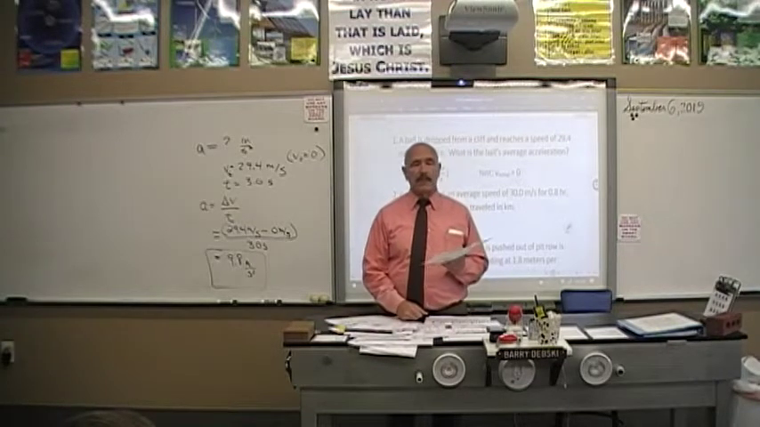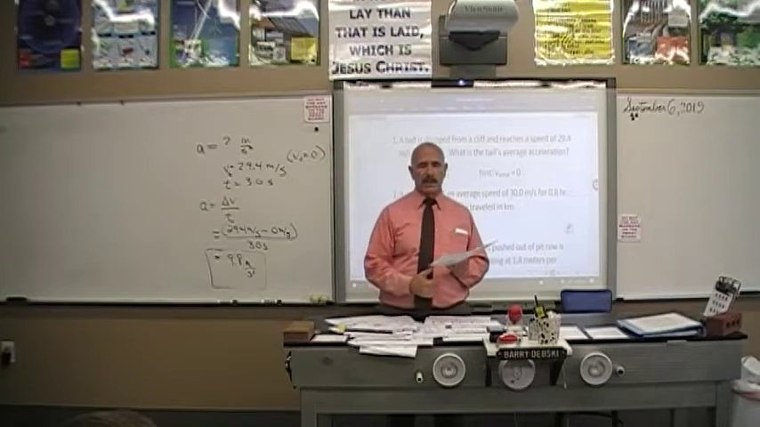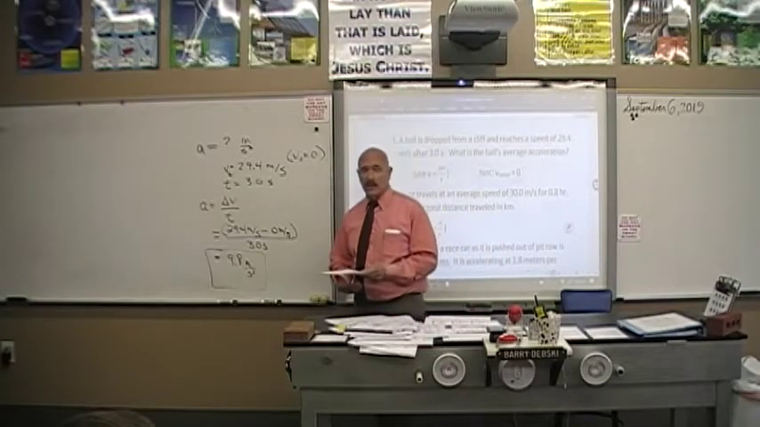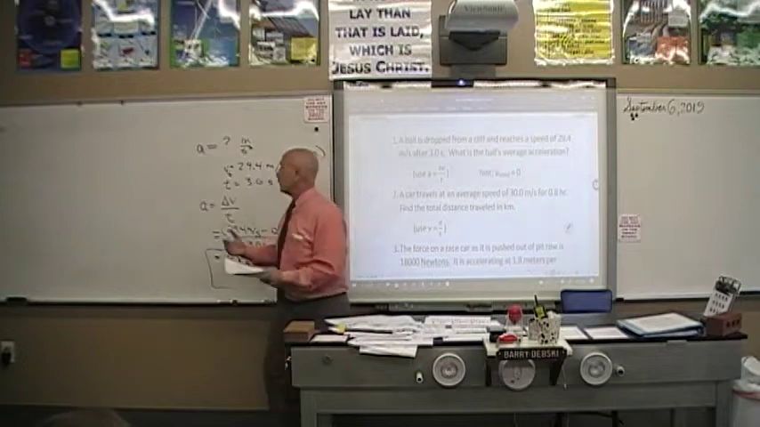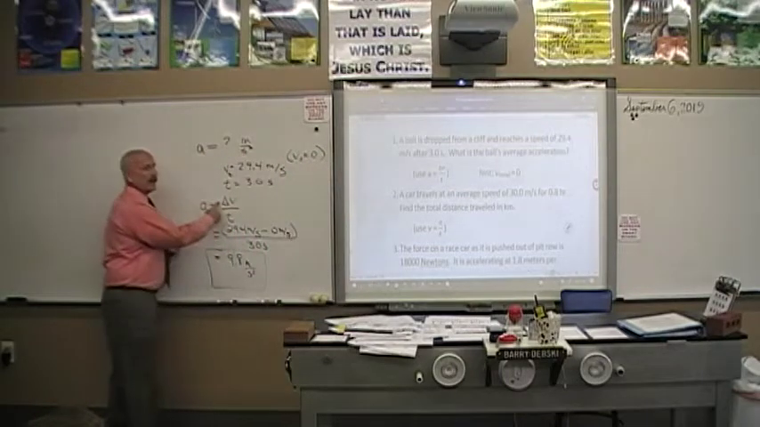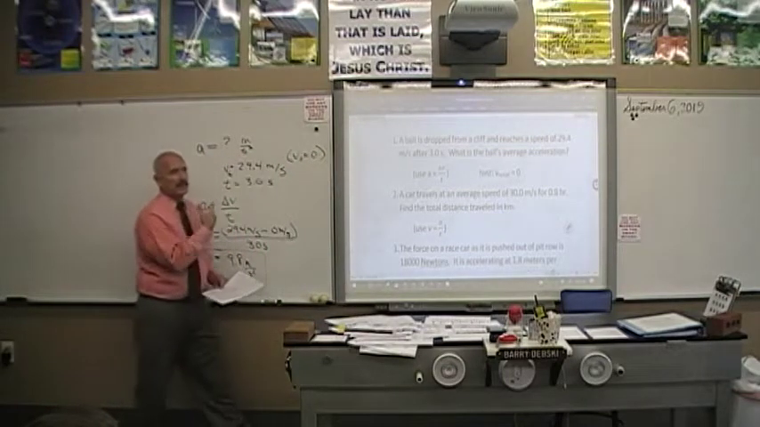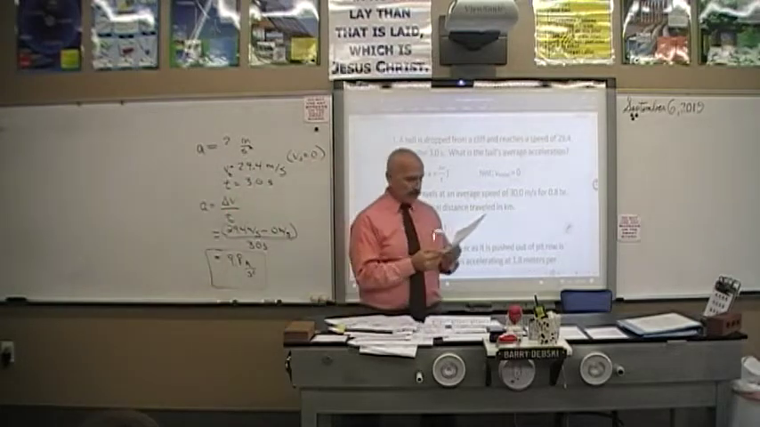Acceleration should be something you know. It's final velocity minus initial velocity divided by final time minus initial time, or delta v over delta t, or you can just write it delta v over elapsed time. There's a bunch of different ways of writing it. It's on your sheet here.